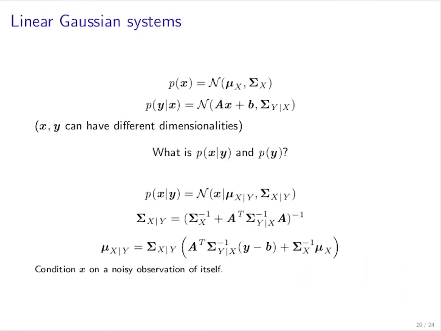Okay, so given these two results, which are somehow the cornerstone for this next slide, we will look at the so-called linear Gaussian systems, and this is rather straightforward. So we assume that we have a Gaussian random variable x with a mean and a covariance matrix. We also assume that we have a conditioned Gaussian y, conditioned on x, and it has this form.